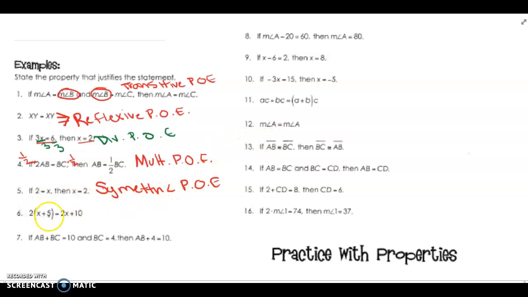Okay, number 6, 2 parentheses x plus 5 equals 2x plus 10. Well, here, all we're doing is distributing through. And then number 7, if AB plus BC equals 10 and BC equals 4, then AB plus 4 equals 10. We substituted 4 in for BC because they're the same, so this is the substitution.